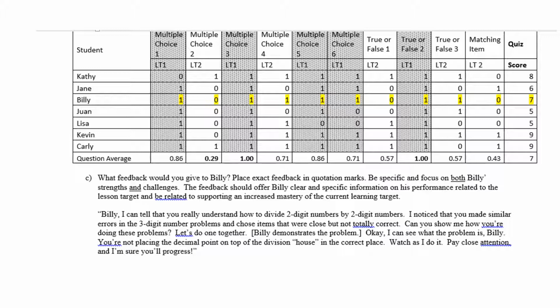So the praise there is, I can tell you really understand how to divide 2-digit numbers. The feedback was, let's see what you're doing and then give him a suggestion. Align the decimal point at the proper place. And then the last piece of praise was, I'm sure you'll progress. That's an encouraging piece of praise. This encourages mastery learning. It's very specific. It's related to a standard.